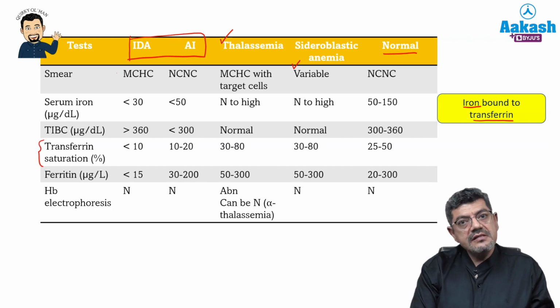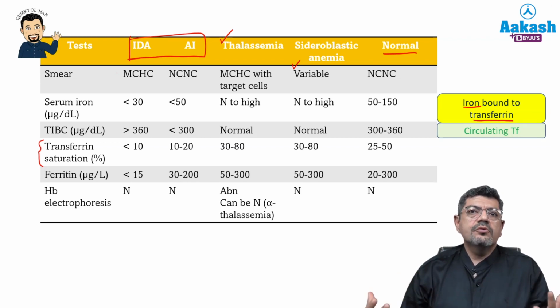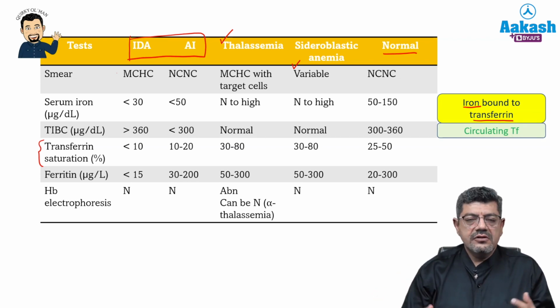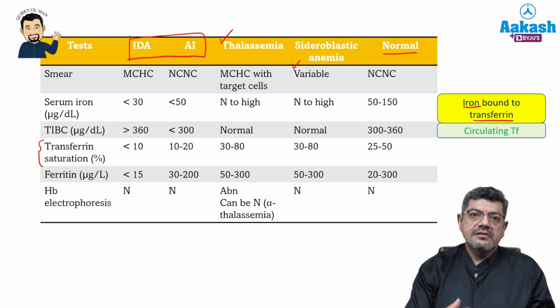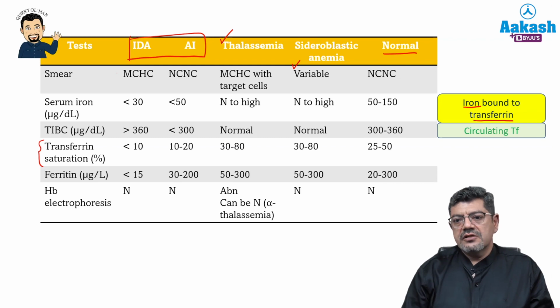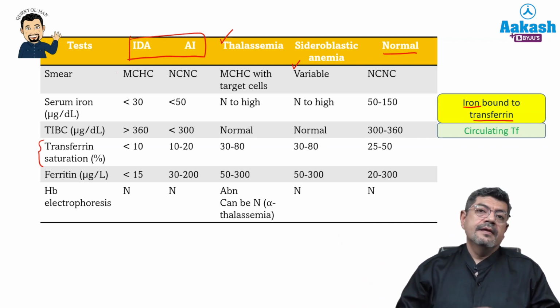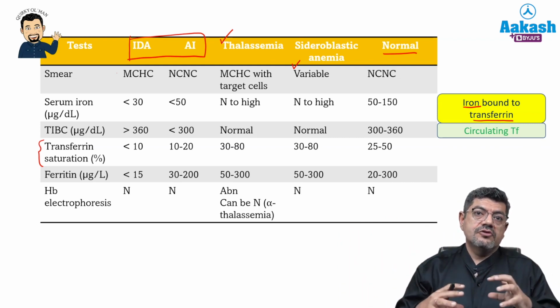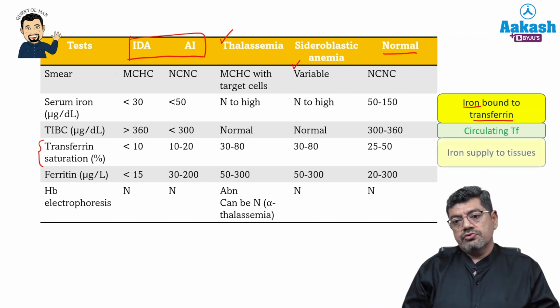What is TIBC representative of? It's representative of total iron binding capacity. The protein that's binding iron is apotransferrin. So circulating transferrin concentration is what's given by the TIBC. The total iron binding capacity represents circulating transferrin concentration. Transferrin saturation: the entire transferrin in the serum, the amount of it that's saturated with iron, is the amount of iron available to tissues. So that's what transferrin saturation represents. It represents iron supply to tissues.